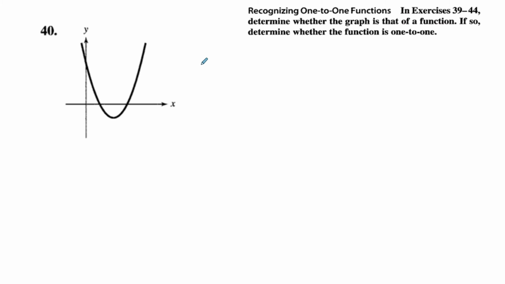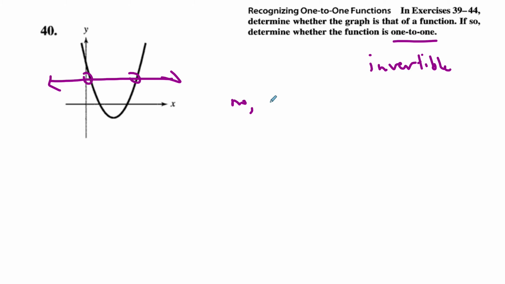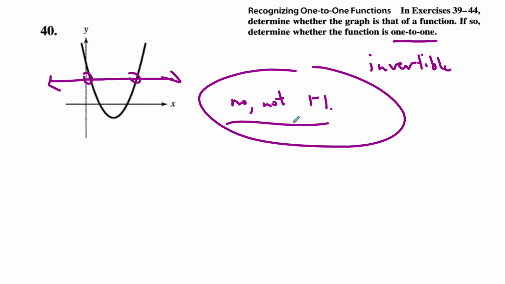This is easy. Is this 1 to 1? If it's 1 to 1, that means it's invertible. To figure out if it's invertible, we use the horizontal line test, and we discover that no, it's not 1 to 1, because it fails the horizontal line test.